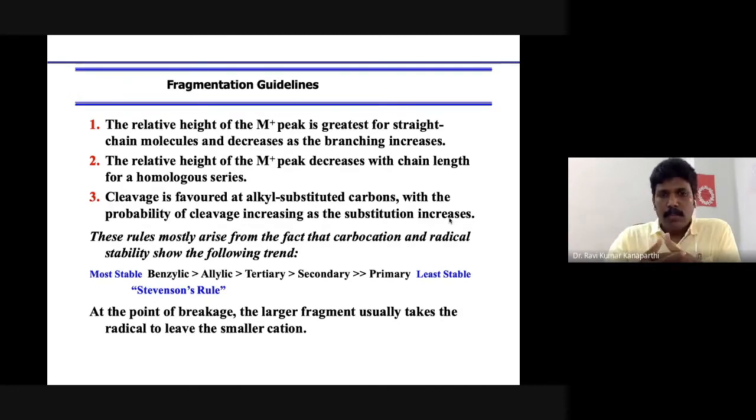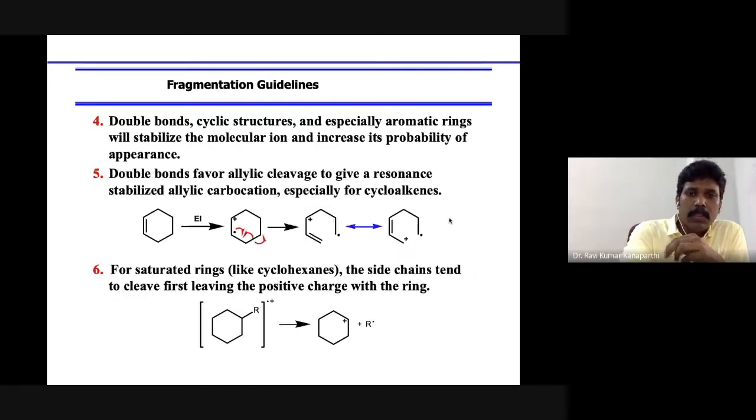We also know very well that certain carbocations are highly stable. The pattern, referred to as the Stevenson rule: the benzylic carbocation is more stable than the allylic one, the allylic one is more stable than the tertiary, tertiary is more stable than secondary, and secondary is more stable than primary. The primary carbocation is the least stable compared to any other carbocation. So accordingly, the cleavage is preferred, and one has to start fragmenting, dissecting the molecule.